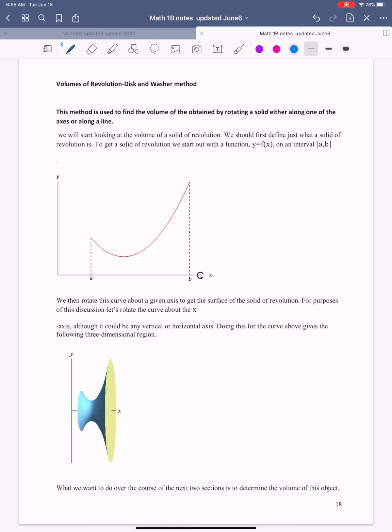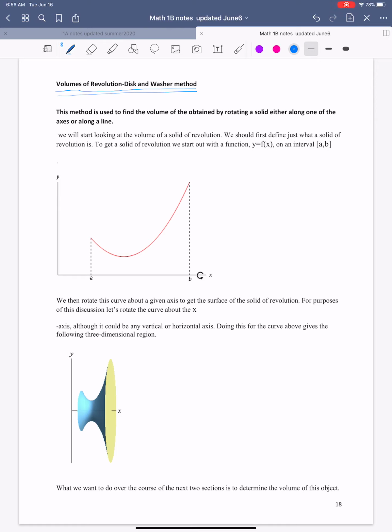In this video, we are going to look at volumes of solids of revolution. We will be focusing on volume of revolution using the disk and washer method to find the volume of a solid.